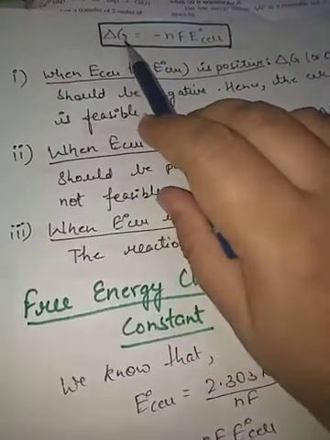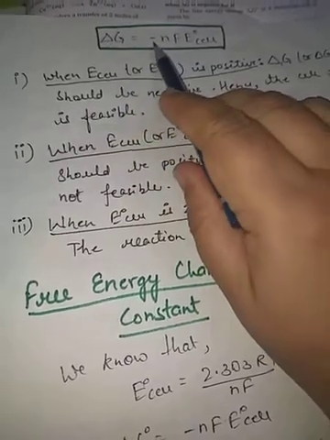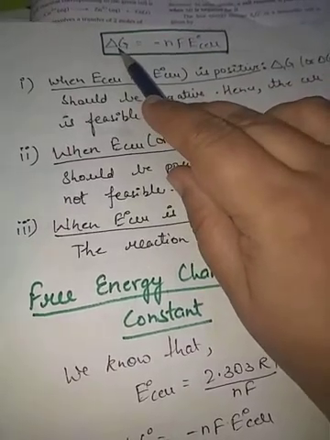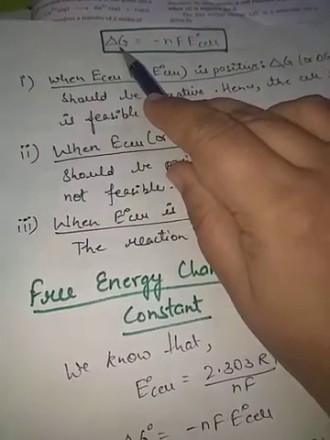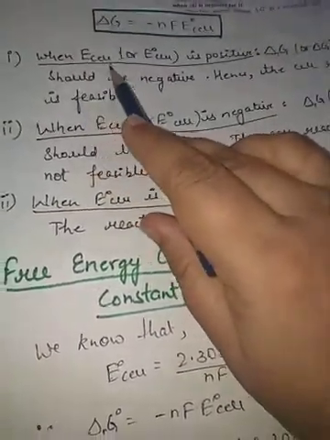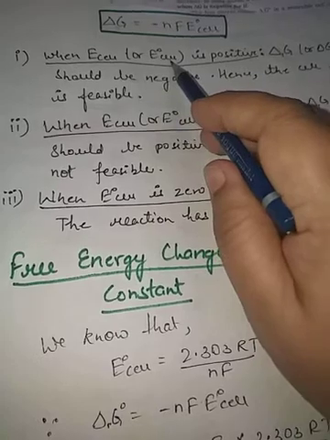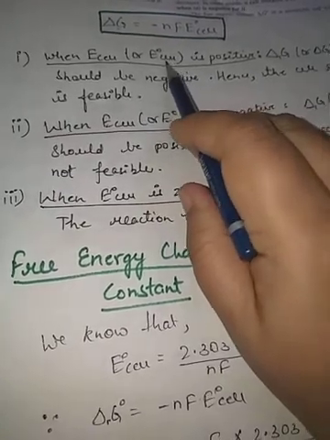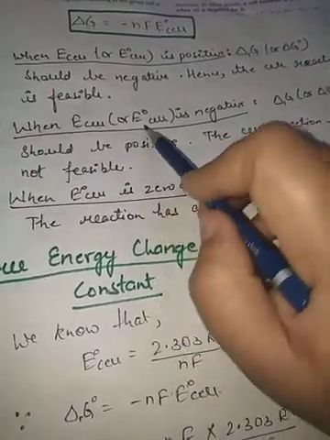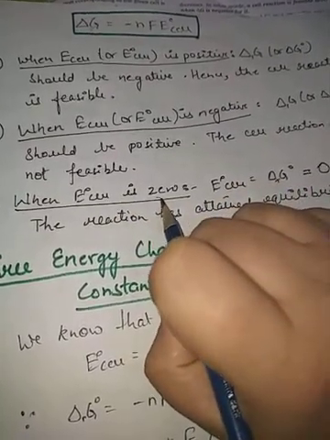Now see the relationship between delta G and E naught cell: delta G equals minus NF E naught cell. In books, r must be written, meaning it is for the cell reaction. There are three possibilities, as we have studied earlier. When E naught cell is positive, the reaction is feasible. If it is negative, the reaction is not feasible. And if E naught cell is 0, the reaction has attained equilibrium.